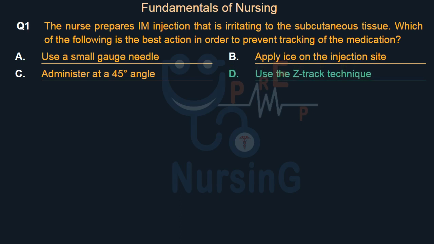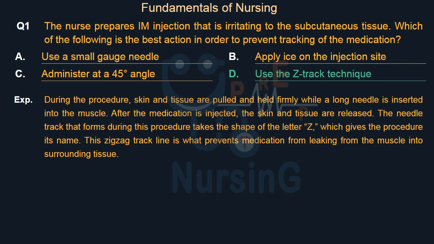Use the Z-track technique. During the procedure, skin and tissue are pulled and held firmly while a long needle is inserted into the muscle. After the medication is injected, the skin and tissue are released. The needle track that forms during this procedure takes the shape of the letter Z, which gives the procedure its name. This zigzag track line is what prevents medication from leaking from the muscle into surrounding tissue.